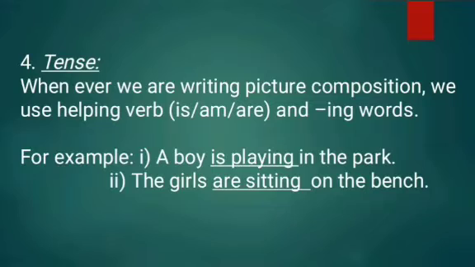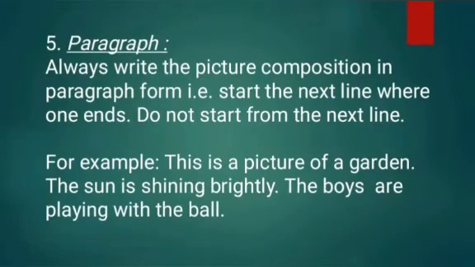The fourth main rule for writing picture composition is the use of tense. Whenever we are writing picture composition, we use the helping verb, that is, am, is or are, which you have already done in your previous class, and ing words. Example, a boy is playing, or a boy is jumping, or the girls are sitting, the girls are dancing, or the girls are playing.